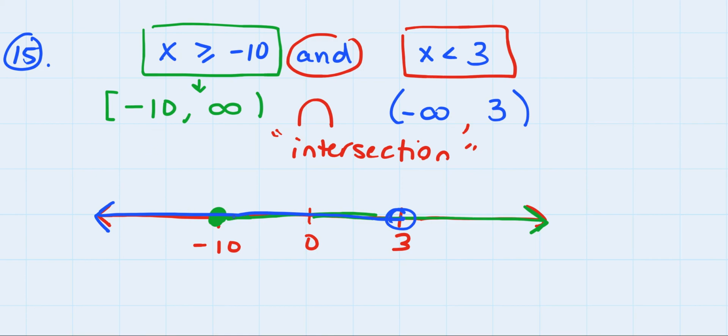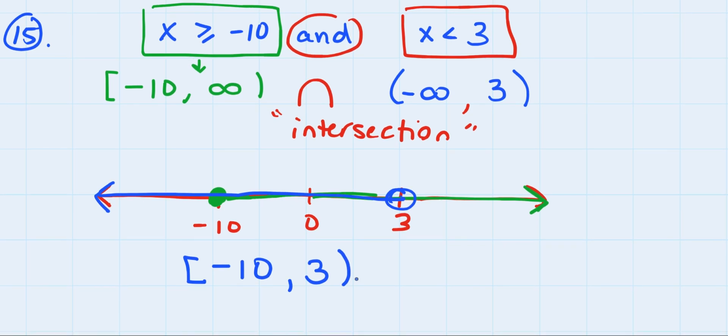And notice I'm green at negative 10, and I'm also blue at negative 10. I can equal that number. So the lowest number, because anything past here isn't green, is negative 10. And the biggest number, well, we're in green and blue here, but we stop at 3. But 3 is not colored in. It's colored in when it comes to green, but remember, we have to be colored in with green and blue. So we use a parenthesis here. So you see, this is the intersection.